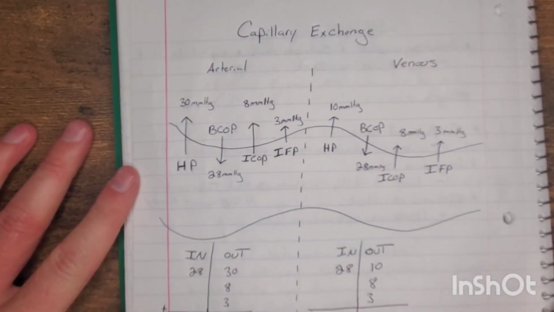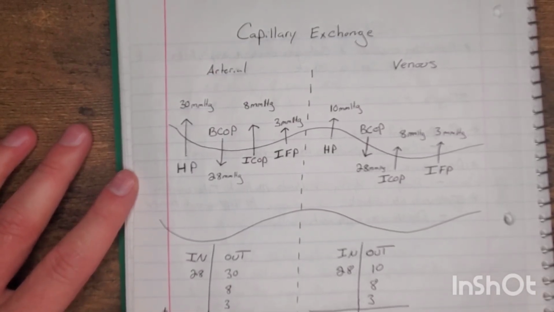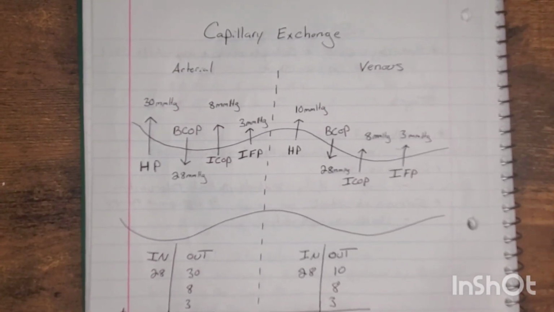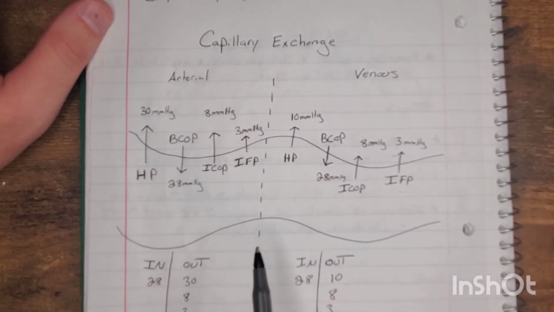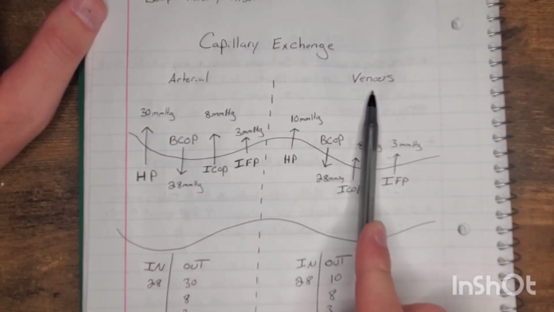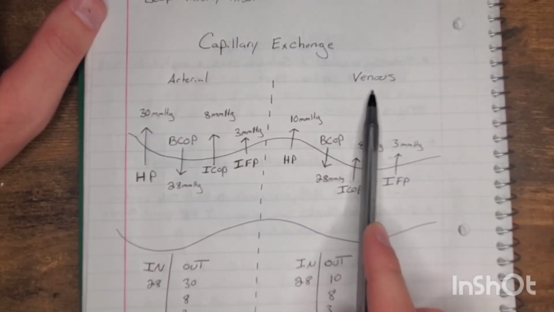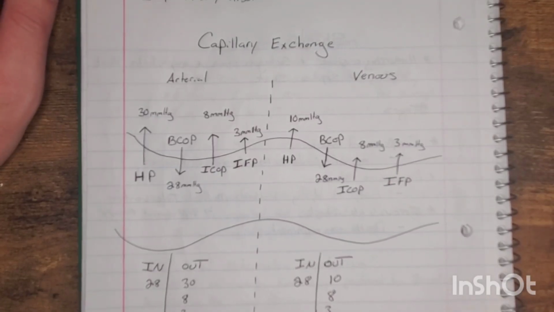We're going to talk about some capillary exchange. Capillary exchange can be a little bit tricky, but once you walk through it maybe once, and hopefully I can help you, it becomes pretty simple actually. So we have a capillary. We have an arterial end of the capillary and a venous end of the capillary. And between the arterial end and the venous end, we're going to have some exchange.